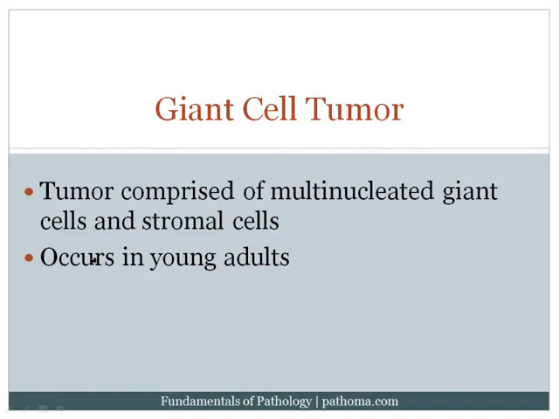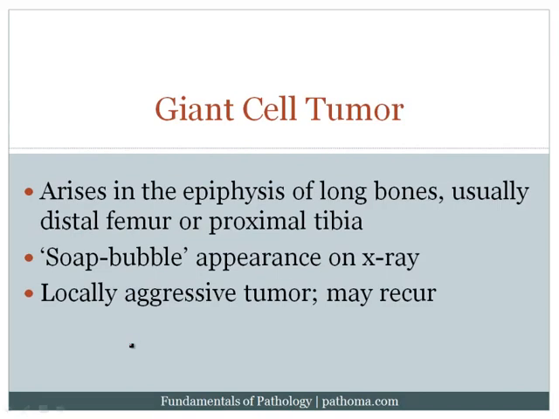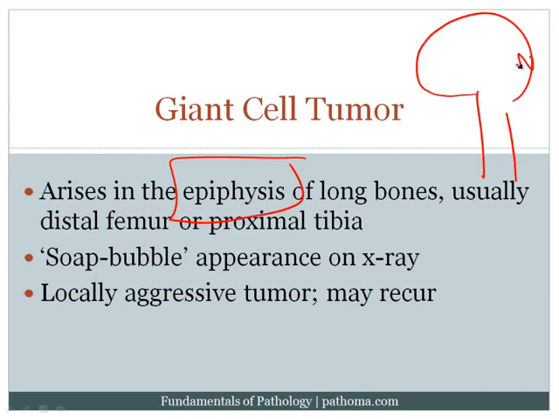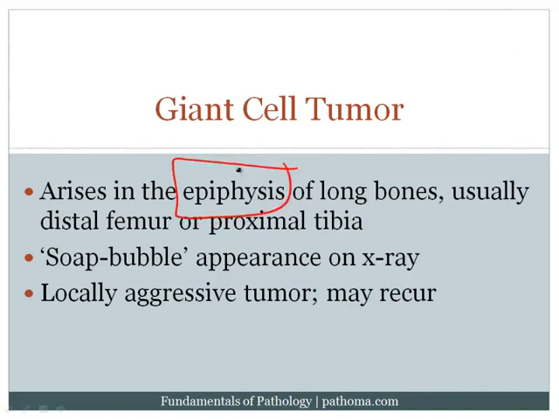Giant cell tumor is a tumor comprised of multinucleated giant cells and stromal cells. It occurs in young adults. One of the very high yield points is that it arises in the epiphysis. Now, of course, this is the diaphysis, and here's the metaphysis, and up here is the epiphysis. Now, this is very important because it's the only tumor that you need to know that's going to arise in the epiphysis. And so on board exam, if you have an epiphyseal tumor, that's basically giant cell of bone. It usually arises in the distal femur or the proximal tibia around the knee, and it's kind of similar in location to osteosarcoma, actually.